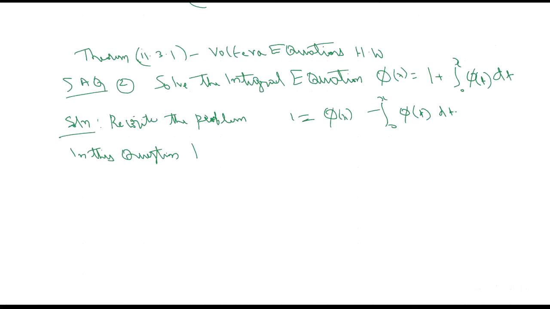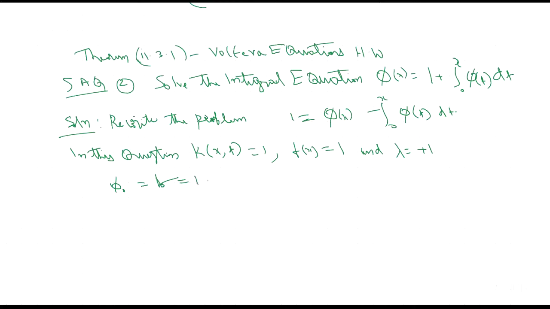In this question, kernel K(x,t) equal to 1, and f(x) equal to 1, and lambda equal to plus 1. So phi naught equal to f equal to 1.